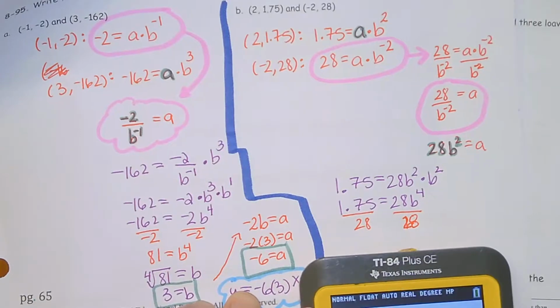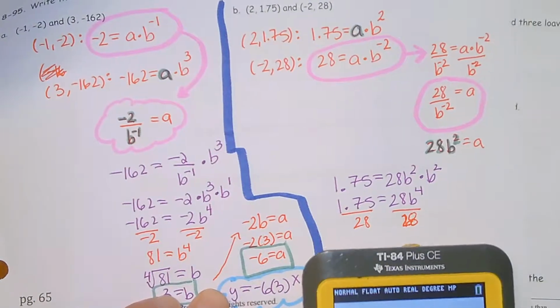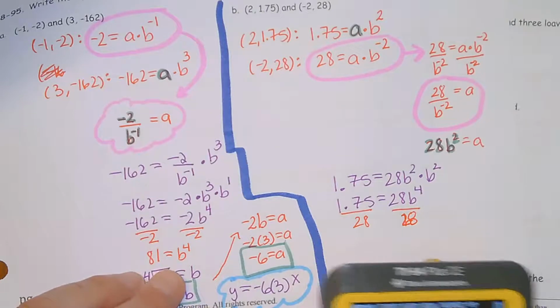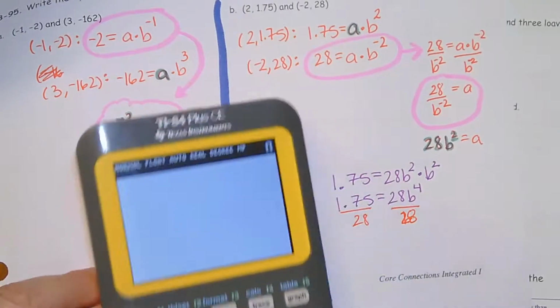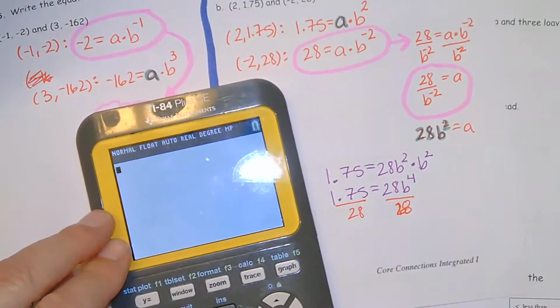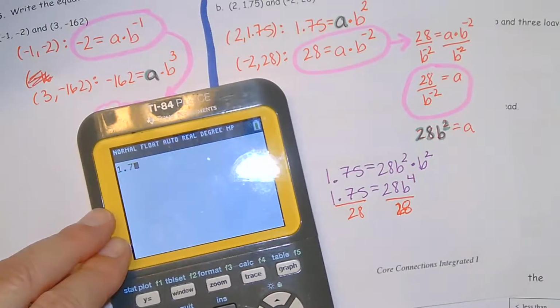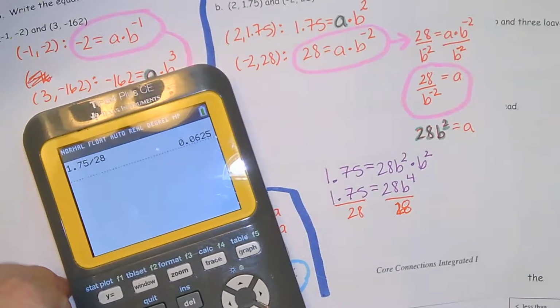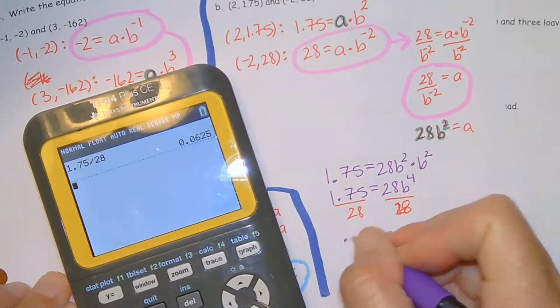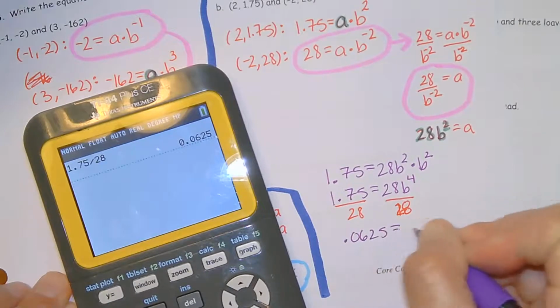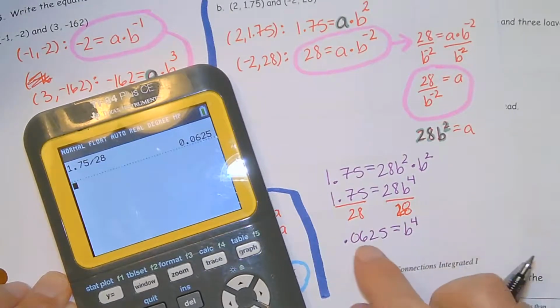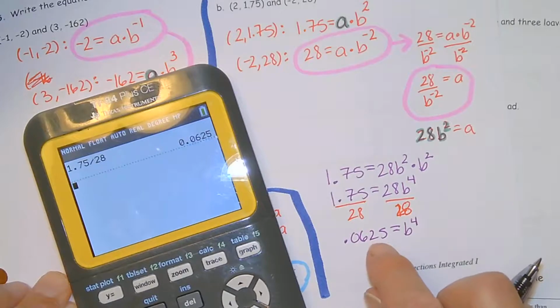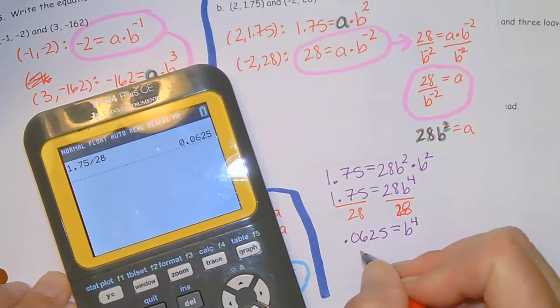And when I do that on my calculator, 1.75 divided by 28, I get 0.0625. So 0.0625 is equal to b to the 4th. And I don't want to round it because if I do, sometimes I'm going to ruin what might be a nice answer, and I think this one's going to be a nice answer. So the next thing I'm going to do is take the 4th root of both sides.